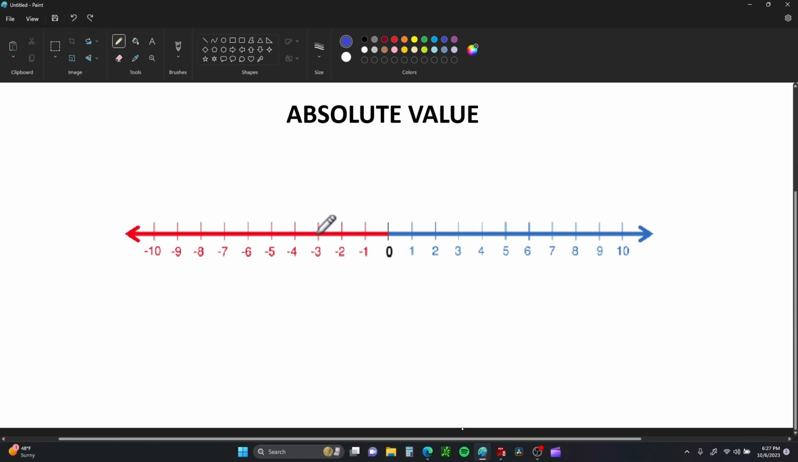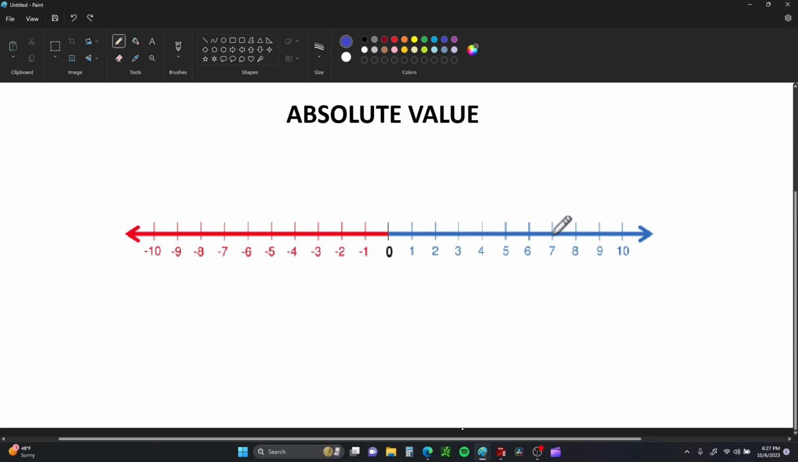So if I have a number and it's -3, how many spaces is -3 from zero? Well, it's 3 spaces from zero. Notice in both situations, when I was counting the number of spaces from zero, that it wasn't negative. For example, -3 is not -3 spaces from zero, it's just 3 away. And it applies to every number.